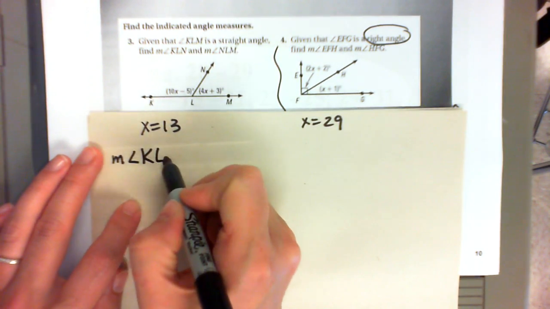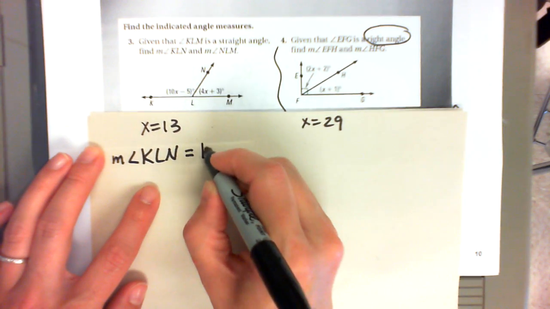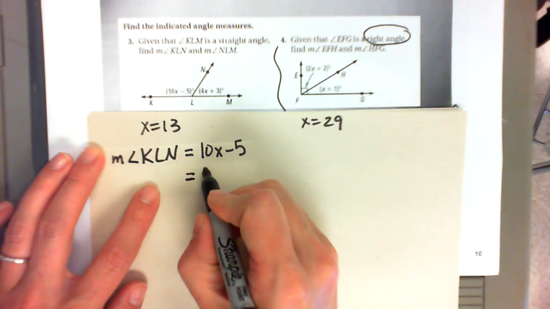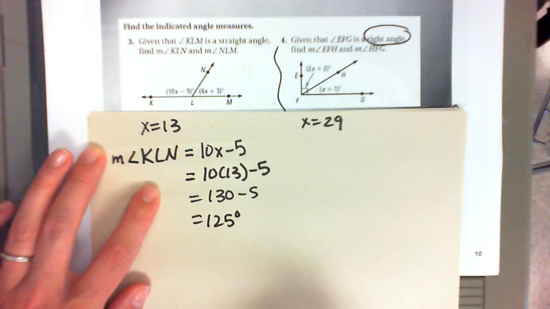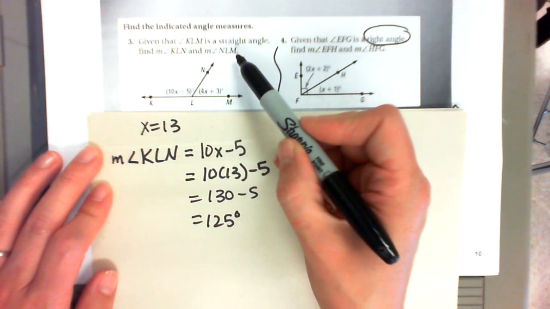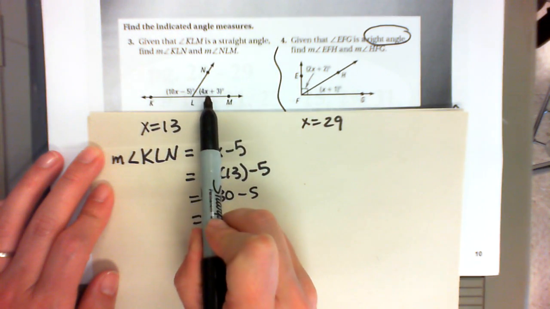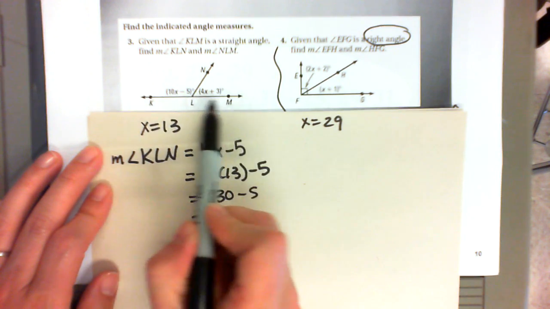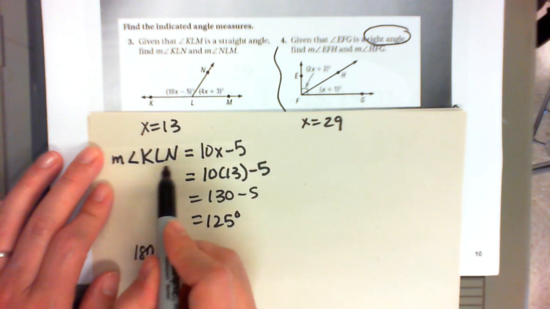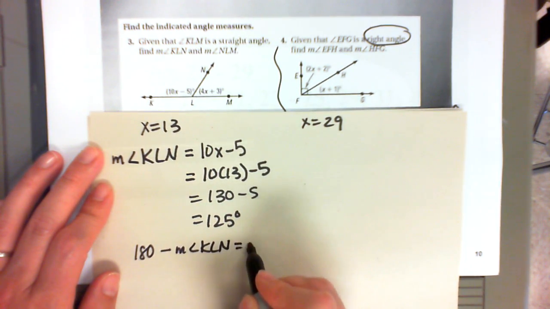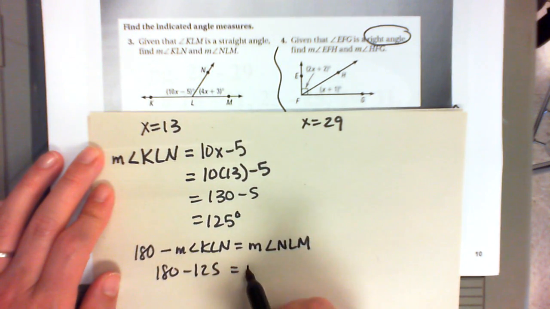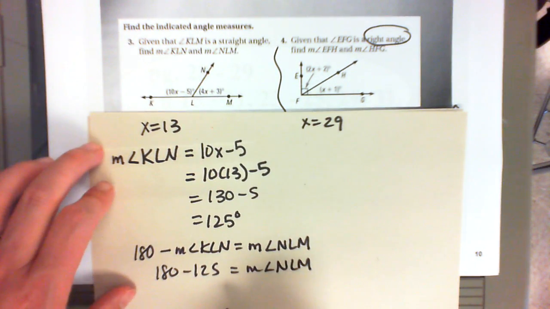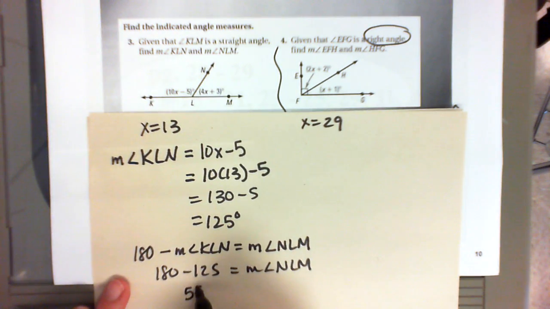So the measure of angle KLN is represented by the expression 10x minus 5, and we know that x equals 13. So 10 times 13 minus 5, 130 minus 5, 125 degrees. Two things I can do here. I can find the measure of angle NLM by substituting 13 in, 13 would go into that x, 4x plus 3. Or, since I know KLM is a straight angle, I could say 180 degrees minus the measure of angle KLN equals the measure of angle NLM. So 180 minus 125 equals the measure of angle NLM, which is 55. 55 degrees is the measure of angle NLM.